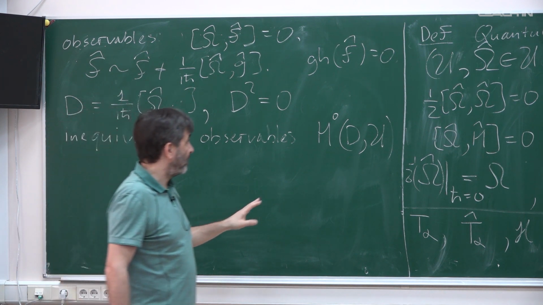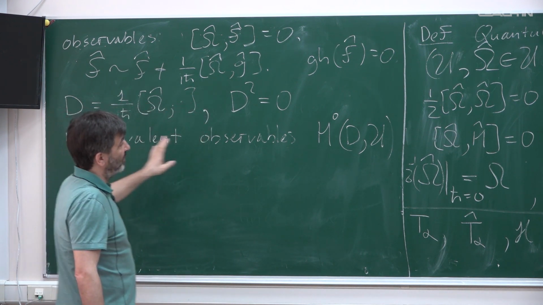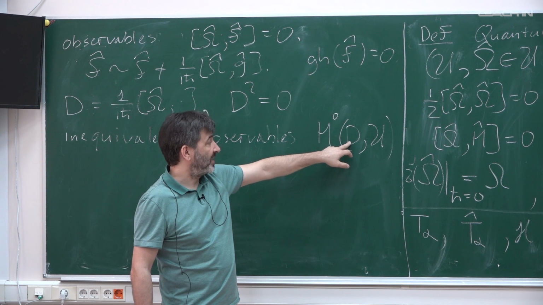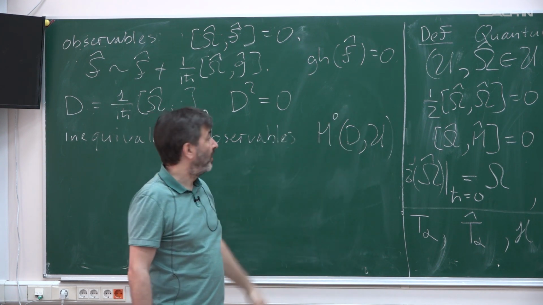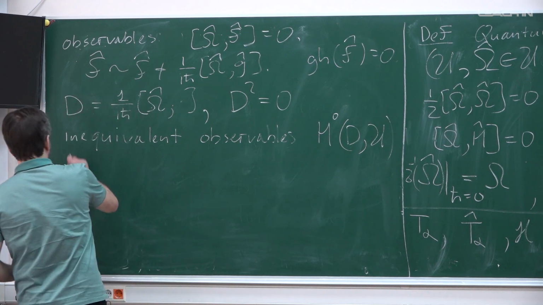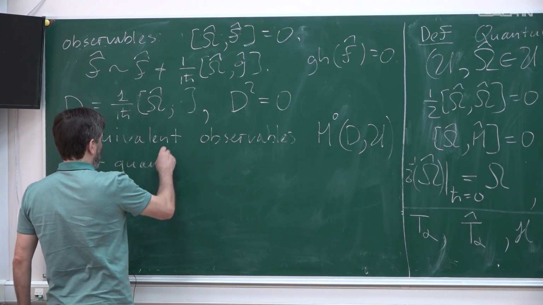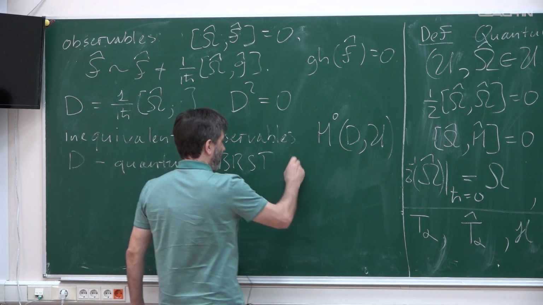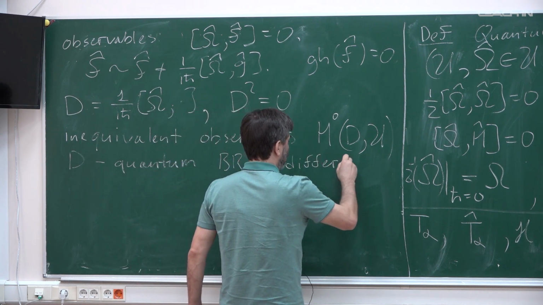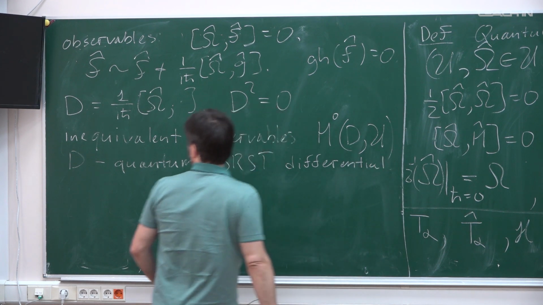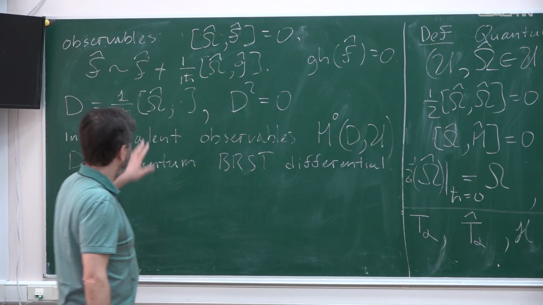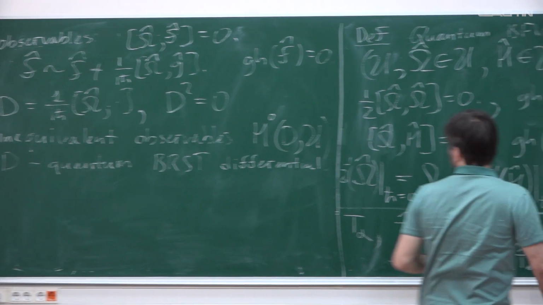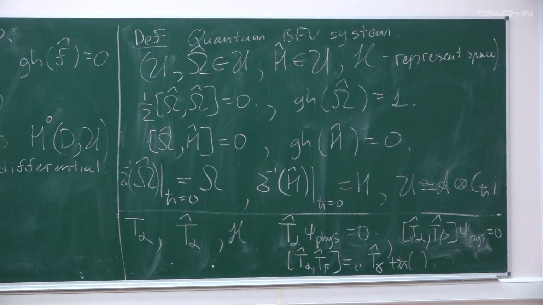So almost like at the classical level, where equivalence classes of classical observables are given by the cohomology of the Poisson bracket with omega. Of course, this D in the classical limit becomes just the classical BRST differential. So this D, let's call it the quantum BRST differential. Okay, but there are additional ingredients. So this is simple, it's almost like in the classical case, but now we have a representation space H. So we can define what our quantum states are.